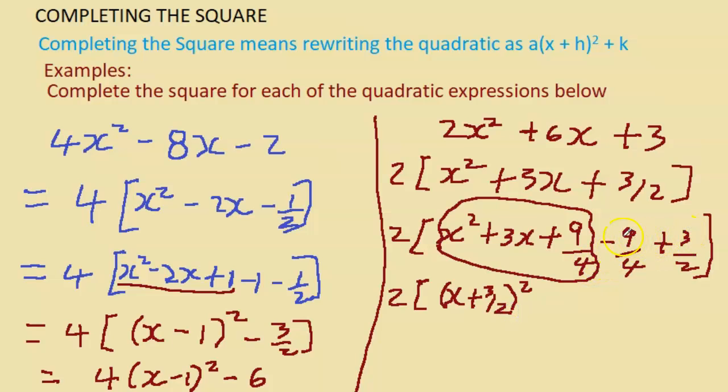And then we need to work this out now. What do we have out here now? Minus 9 over 4 plus 3 over 2. What's 3 over 2? 3 over 2 is 6 over 4, right? So it's minus 9 over 4 plus 6 over 4, because if I multiply it by 2 it is 6 over 4. So minus 9 over 4 plus 6 over 4. That's what? Minus 3 over 4.